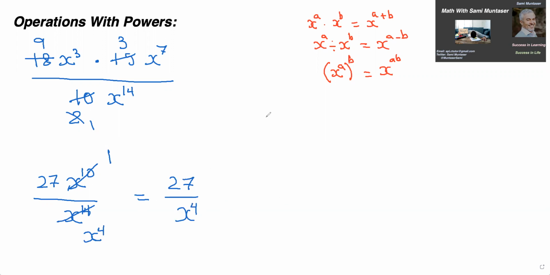So that's one example. Now we'll do another example. So if we have -9a to the 7 times -8a to the 9 all over -18a to the 8. All right.